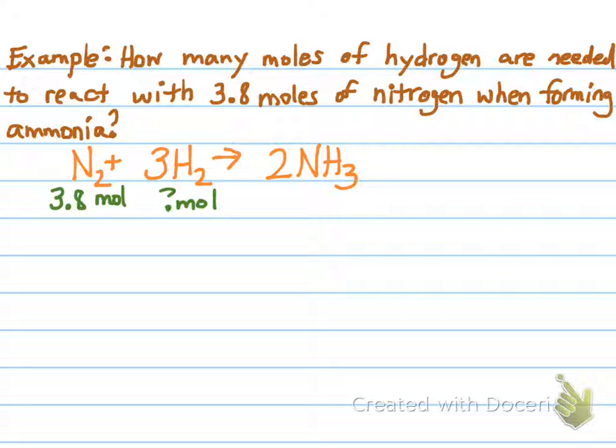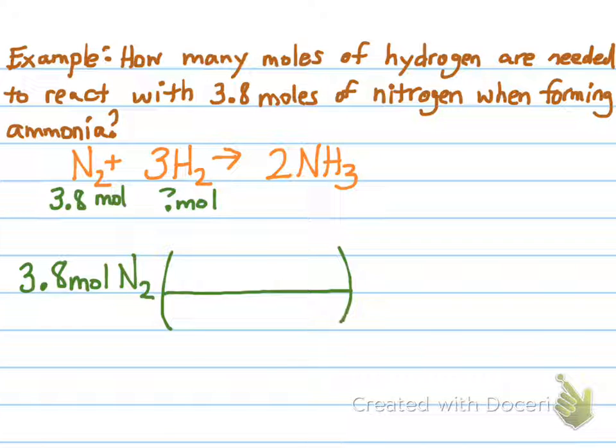when forming ammonia. So this problem's asking me to start with the 3.8 moles of nitrogen and figure out how many moles of hydrogen that is. So again, as with all dimensional analysis problems, I start with my given. Since moles of nitrogen, remember I could write this over 1, but I just don't. So since moles of nitrogen is in the numerator, I have to have moles of nitrogen in the denominator. And my only way to change from one substance to another is a mole ratio.